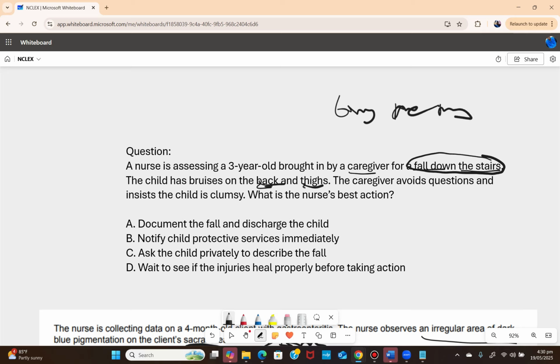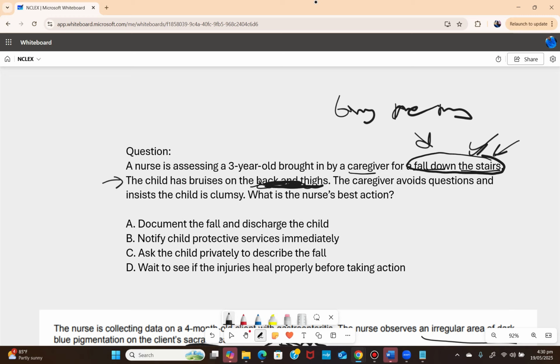But back, thigh only is not really telling us if they truly fall down the stairs. You understand what I'm trying to say? Right. It's not really telling us that. So back thigh is related to what? Abuse. So NCLEX is just trying to make you relate that this information and this, they are not matching each other.